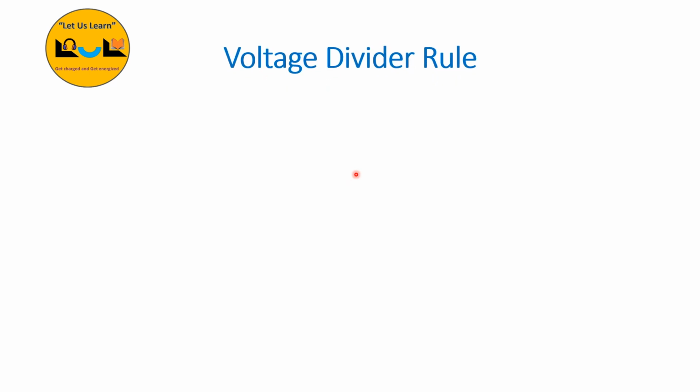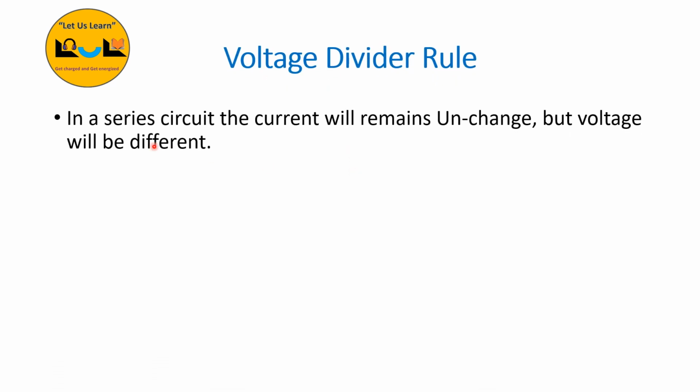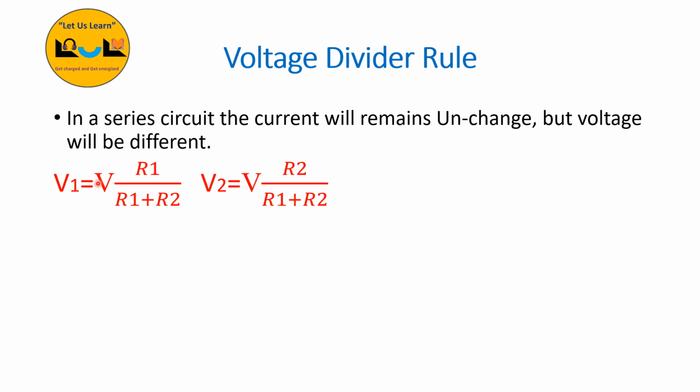Next, voltage divider rule. In the voltage divider rule, in a series circuit, the current will remain unchanged, but the voltage will be different. So here V1 is equal to V into R1 divided by R1 plus R2. V2 is equal to V into R2 divided by R1 plus R2.